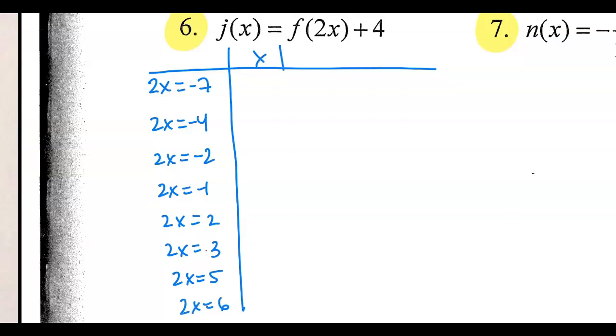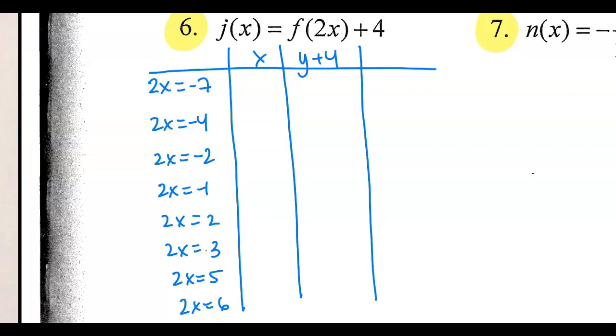Once I simplify each of these, I'll have my new column of x's. And then I have to make my table for my y. So in the y's, there's nothing outside in front. There is something behind this 2x. So for every single y that I have in my original table, I'm going to add 4. So we're going to take all of those y's and we're going to add 4.